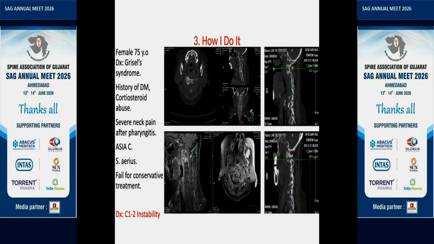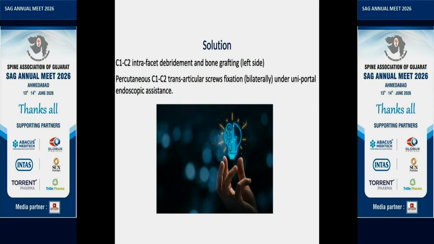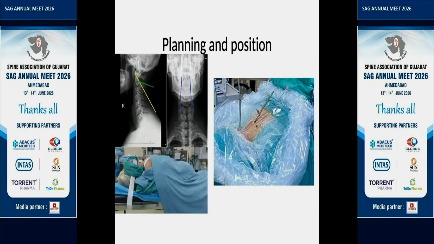How do we do it? This is a case of a 74-year-old with Grisel syndrome, history of diabetes and corticosteroid abuse, with severe neck pain after pharyngitis. The diagnosis is C1, C2 instability. The solution is C1, C2 interfacetal debridement and bone grafting, then percutaneous C1, C2 transarticular screw fixation bilaterally under uniportal endoscopic assistance. This is the planning and this is the position.